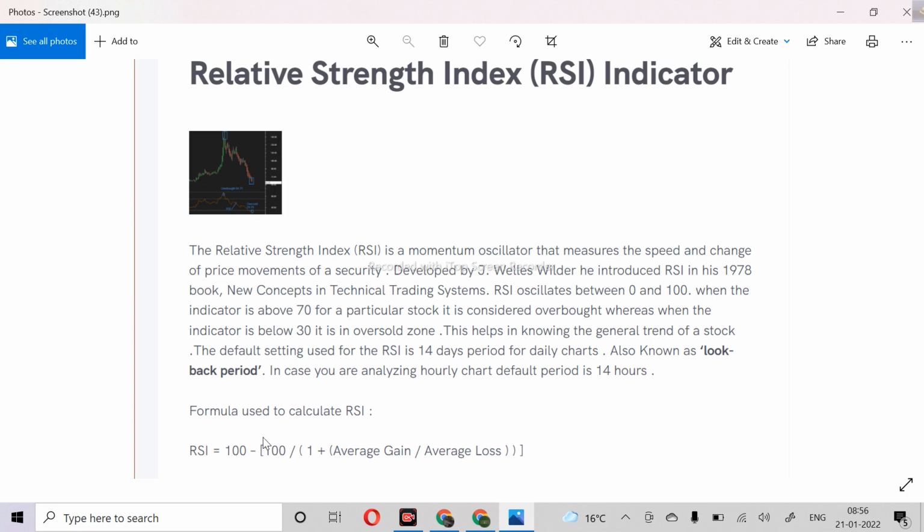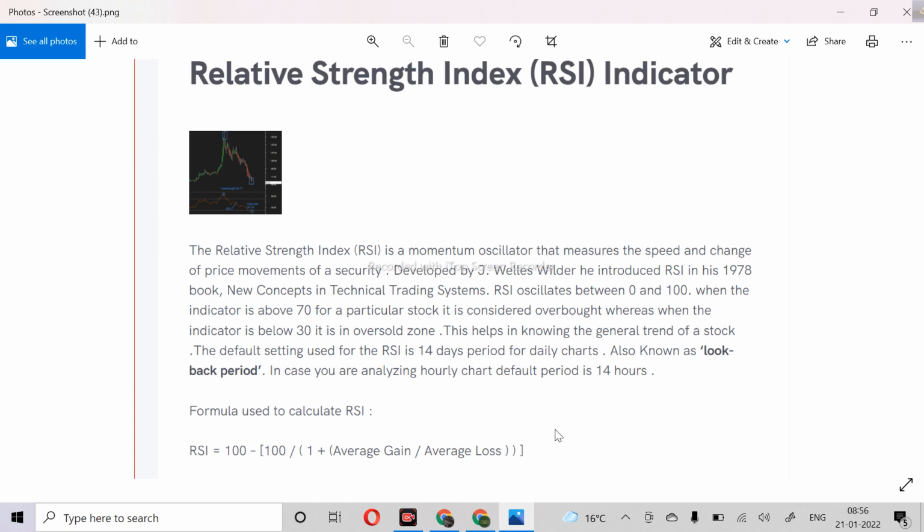Formula used to calculate RSI. Again, this is not going to do you any favor. There is nothing in memorizing such formulas, but the basic concept is that RSI should be somewhere average, between the oversold and overbought zones.